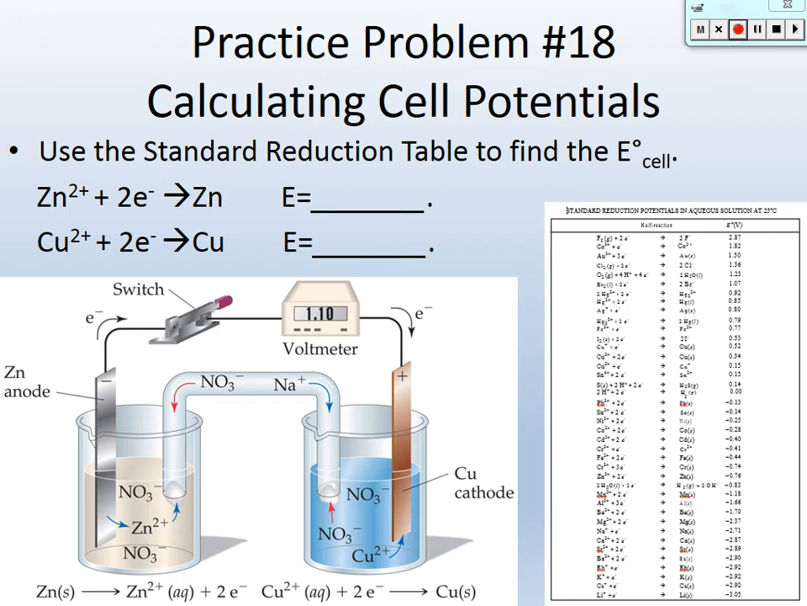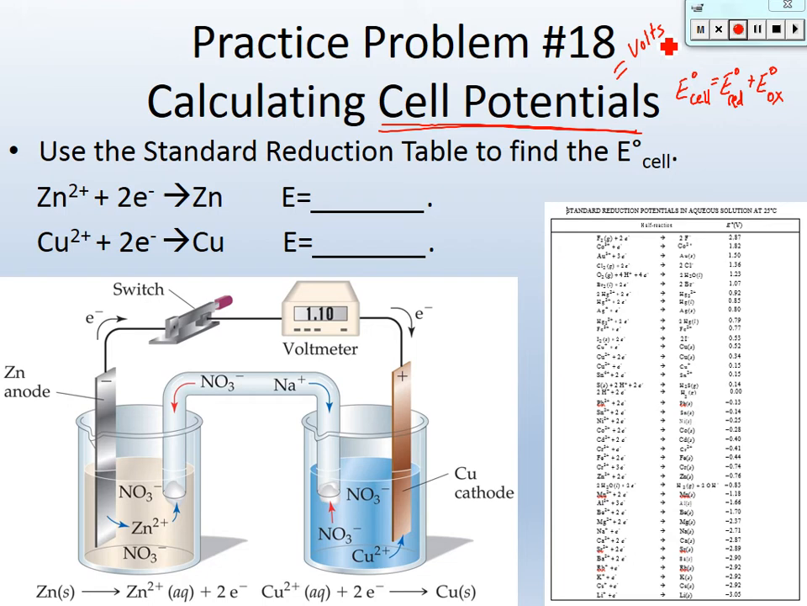Okay, so let's do a practice problem. Practice problem number 18 says, calculate the cell potential. Again, when it says cell potential, we want the E naught of the cell. We're going to use that equation. E naught of the cell is equal to E naught of the reduction half plus the E naught of the oxidation half. And remember, cell potential is really just volts. We measure it in terms of volts. So we want to figure out what voltage this electrochemical cell or battery will produce.